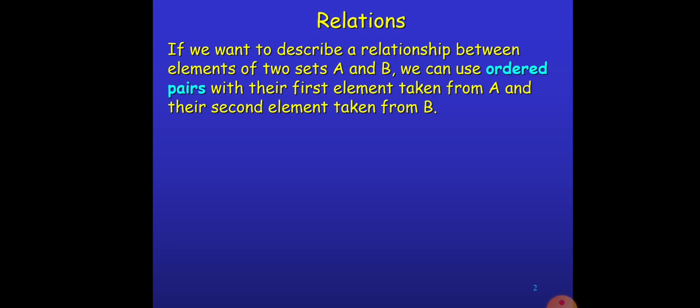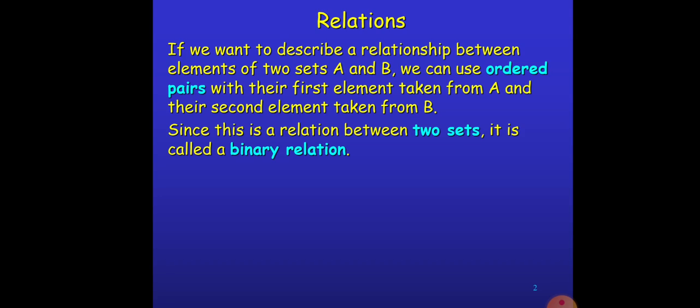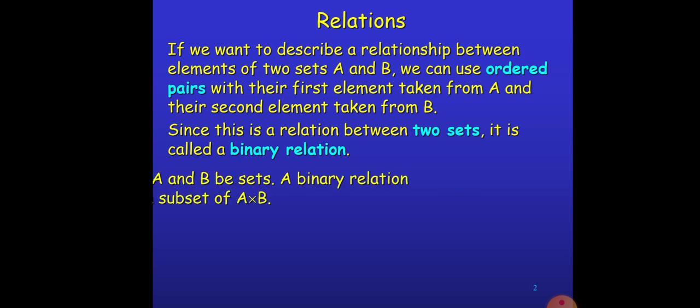Now, if I talk about sets, elements will have some relationship. If elements have some relationship, they will be paired, and that will be an ordered pair. So if we want to describe a relationship between elements of two sets A and B, we can use ordered pairs with their first element taken from A and their second element taken from B. Since there is a relationship between two sets, it is called a binary relation.